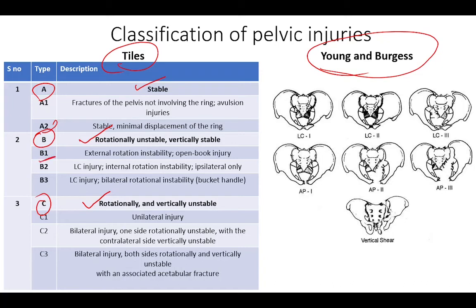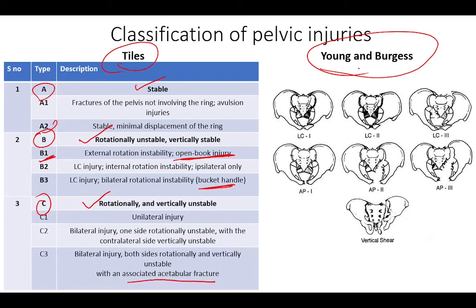For example, a B1 fracture will cause an open book injury, whereas a B3 fracture is a bucket handle injury. C-type fractures are both rotationally and vertically unstable and may be associated with an acetabular fracture as well.